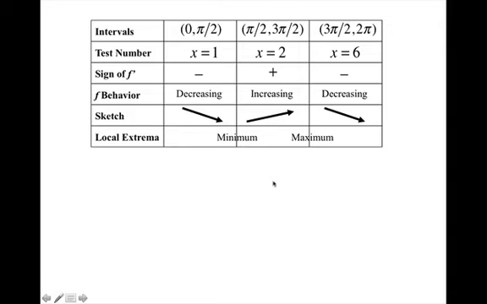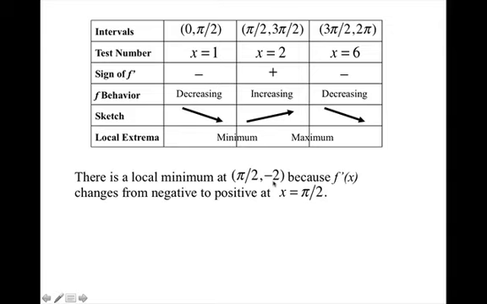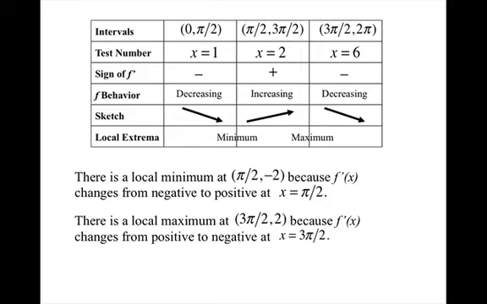Now I'm going to have to justify my reasoning. So I would say that there is a local minimum at pi over 2, comma negative 2, because f prime of x changes from negative to positive at x equals pi over 2. There is a local maximum at 3 pi over 2, comma 2, because f prime of x changes from positive to negative at x equals 3 pi over 2.